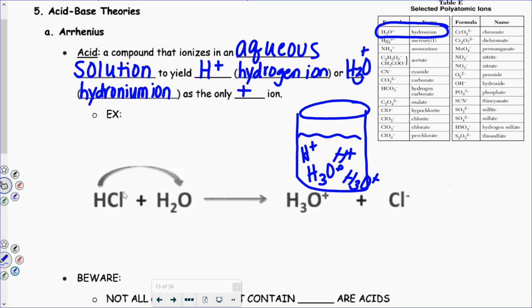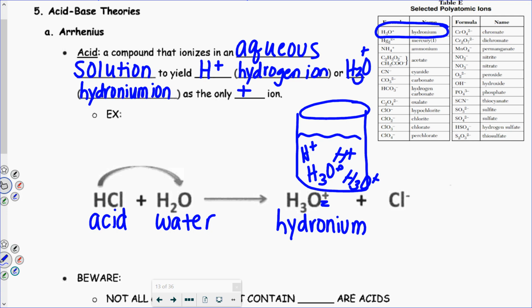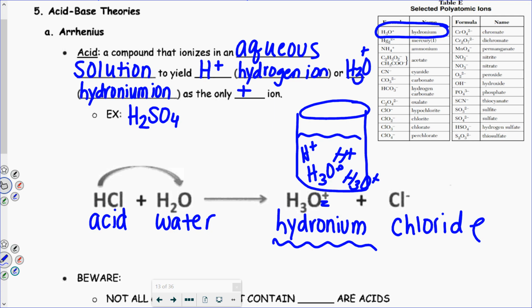So here's an acid, hydrochloric acid. If you put it into water, it produces hydronium as the only positive ion. Notice it's a positive. And then it also produces chloride ions. But it's the fact that a hydronium ion is produced as the only positive ion that makes it an Arrhenius acid. Other examples of acids, H2SO4, HCl, CH3COOH. These are all acids.